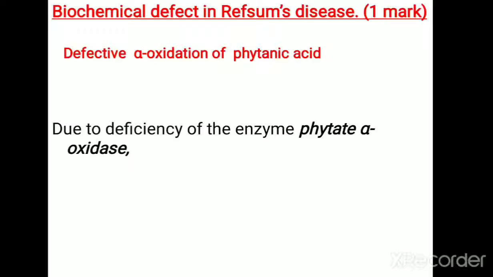And the next question is biochemical defect in Refsum disease. It's a 1-mark question. Similar to beta oxidation, there is another oxidation that is known as alpha oxidation, and alpha oxidation is important for phytanic acid. Phytanic acid is an important fatty acid present in breast milk. So phytanic acid undergoes alpha oxidation, and it is mediated by an enzyme known as alpha oxidase. So deficiency of this alpha oxidase enzyme results in defective alpha oxidation of phytanic acid. That is the biochemical defect in Refsum disease.